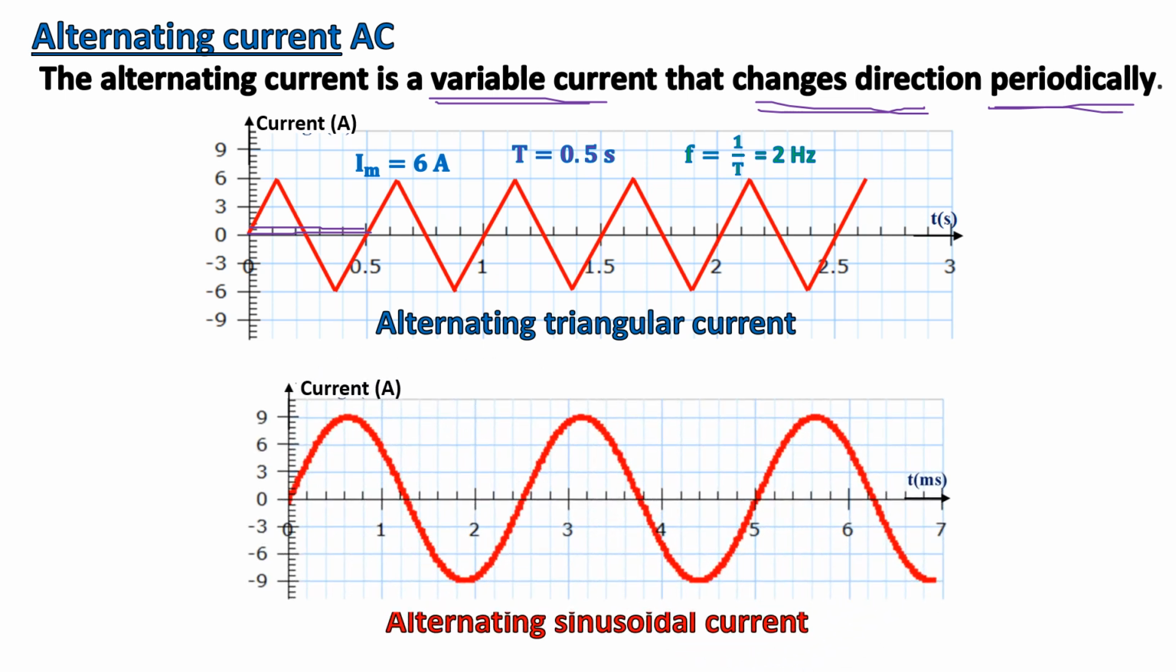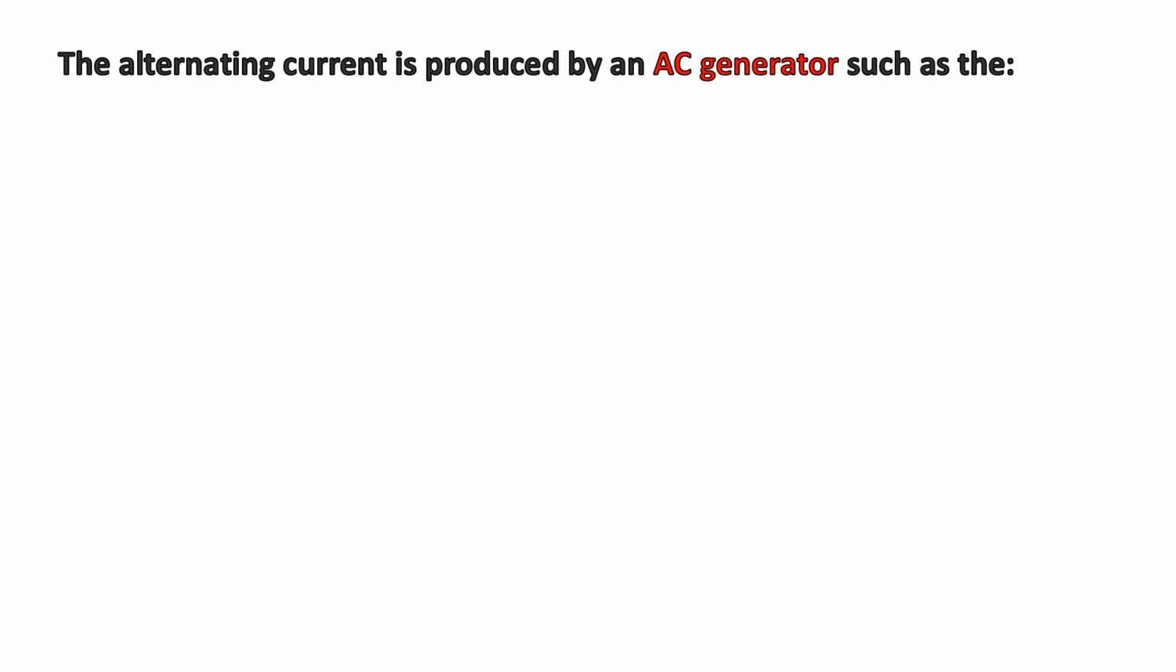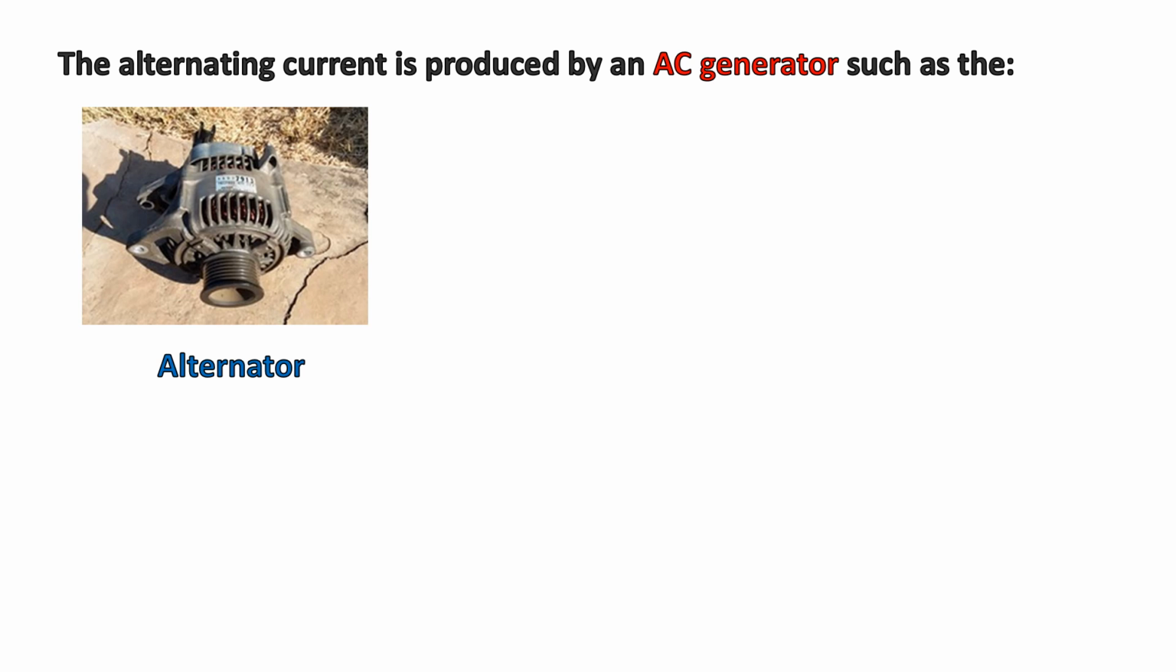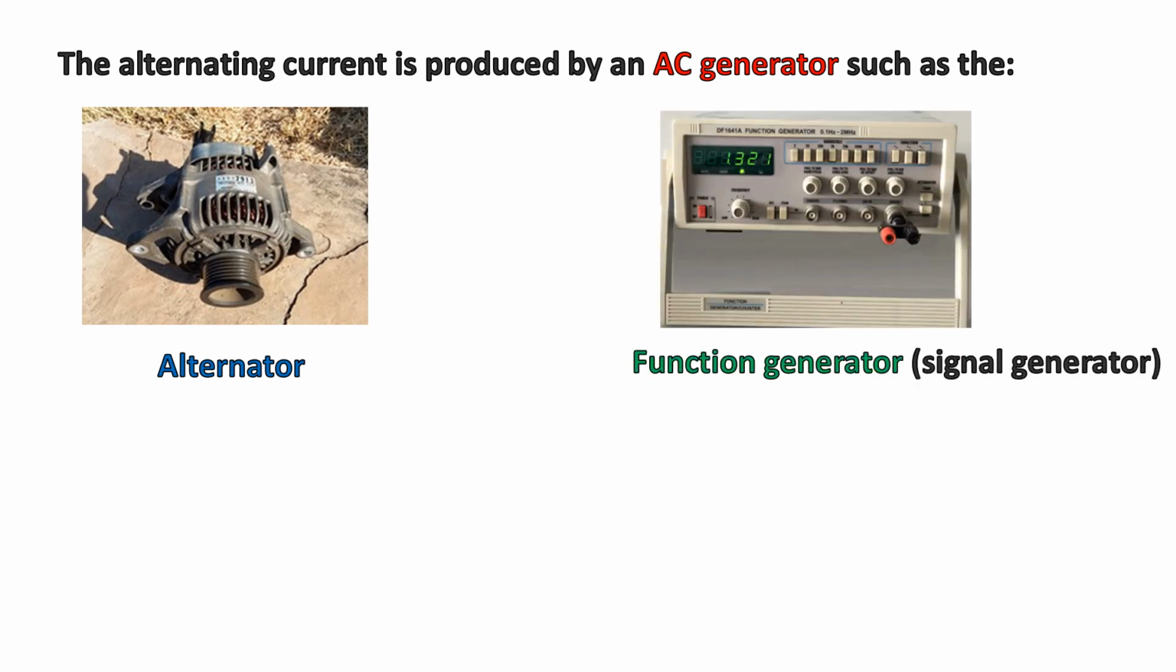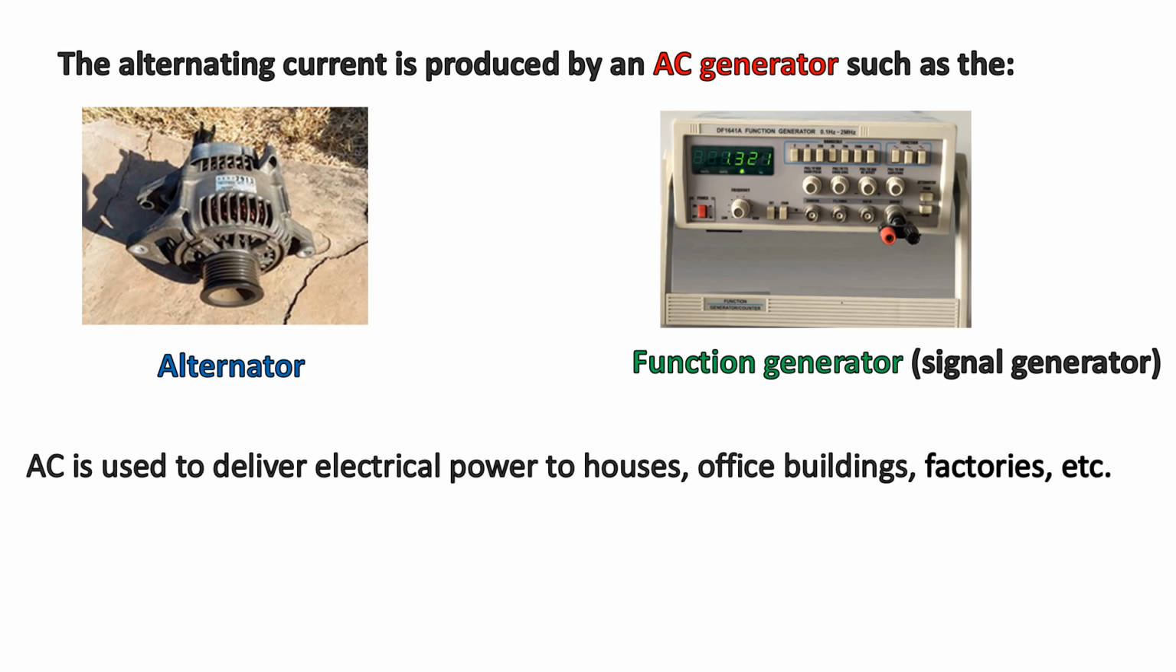Let me give you another example. The alternating sinusoidal current. Similarly, the maximum value of this current is 9 amperes. The period is 2.5 milliseconds, which is the time needed by this current to repeat itself identically. Finally, the frequency is 400 Hz. The alternating current is produced by an AC generator, such as the alternator that converts mechanical energy into electrical energy, and the function generator or the signal generator. AC is used to deliver electrical power to houses, office buildings, factories, etc.